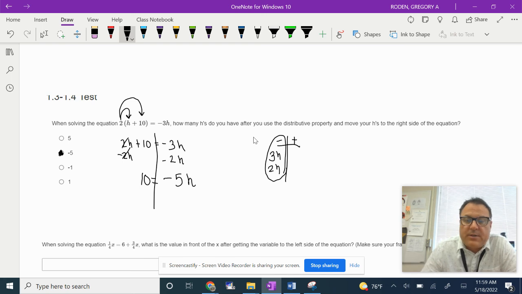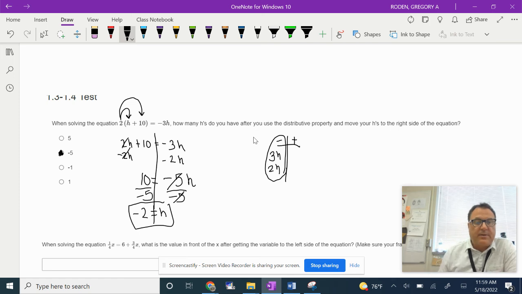But let's finish the problem. So now let's divide both sides by a negative 5. Those cancel out. 10 divided by negative 5 is negative 2. So h equals negative 2. So that would be the final answer on this.